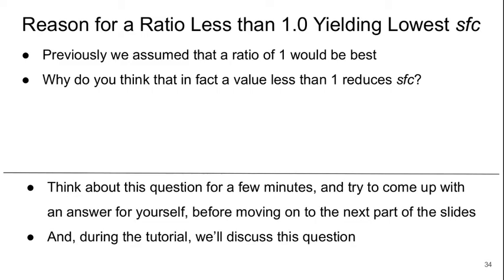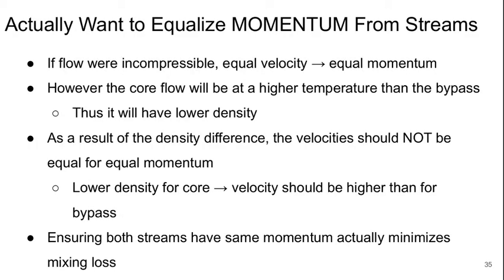Welcome to part 5 of lecture 13 of aerospace propulsion. So we're at this question where we want to figure out why a ratio of 1 or less than 1 for the core to bypass jet velocities is actually going to reduce the fuel consumption compared to 1. And the reason is that what we really want to equalize is not just the velocity of the streams, we want to equalize the momentum of the streams.